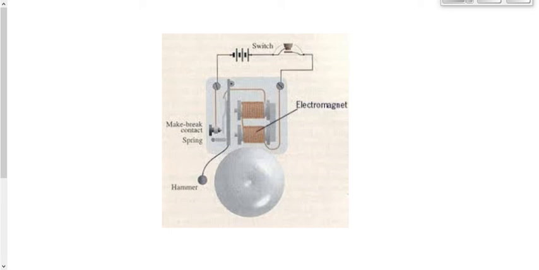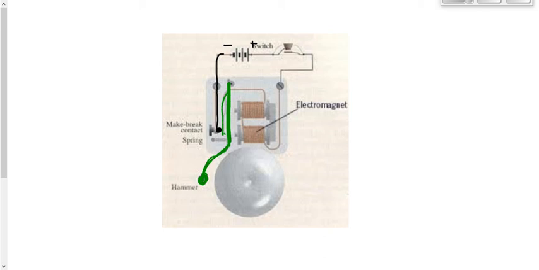Well, you've got electric current leaving the negative terminal of the battery. This is the positive terminal. The long end is the positive, right? Electric current leaving the negative, coming around here to this make-break contact that is touching this piece of steel that's connected to this thicker piece of steel, which is connected to this hammer.